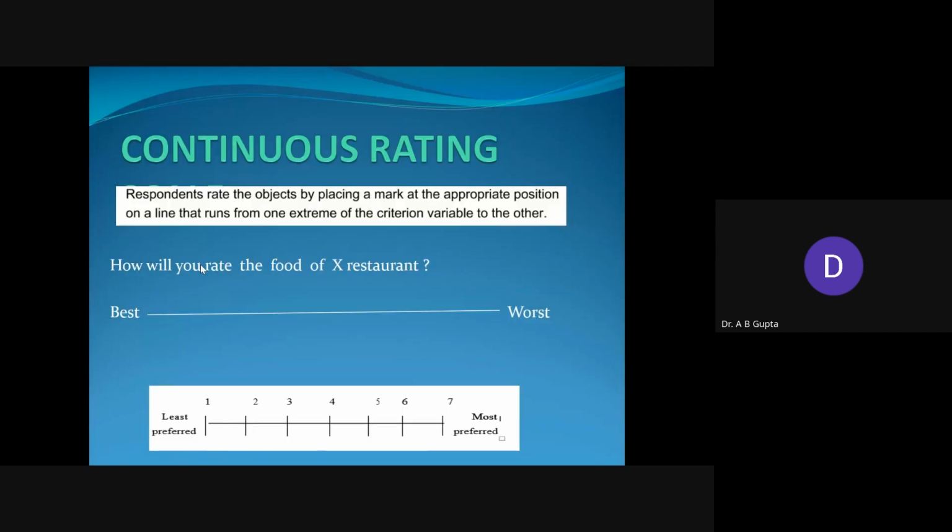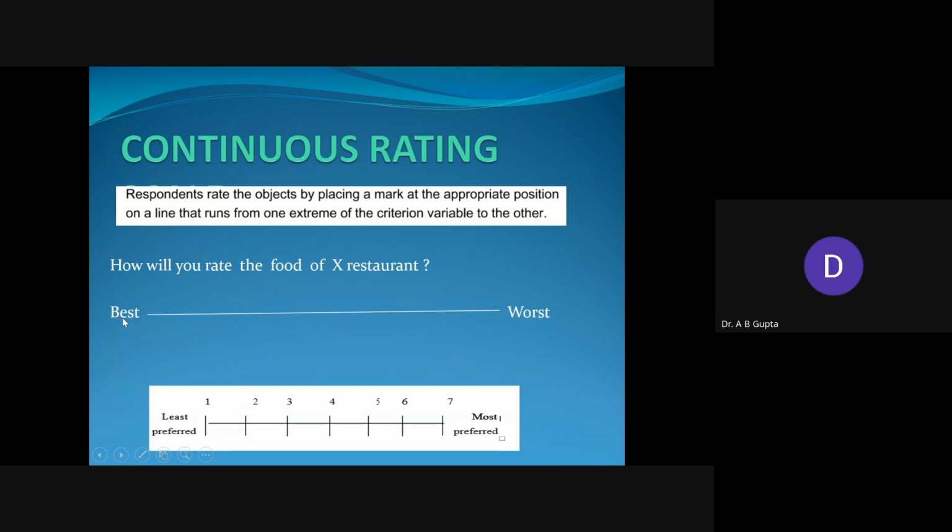So suppose, this is a very interesting example which I am showing you. This is continuous scale. I want to get the feedback of people who are visiting a restaurant, and I want to know what is the quality of food. Do they like the food or not? Also, the restaurant manager wants to know whether the food is good or not good. So this is the scaling, which we are calling continuous rating.